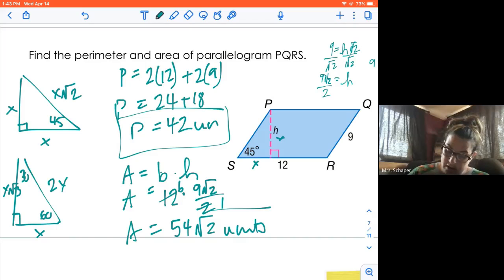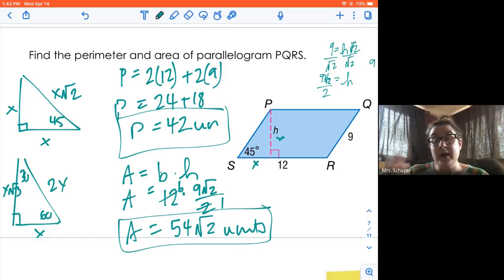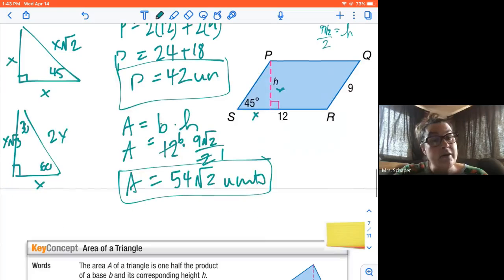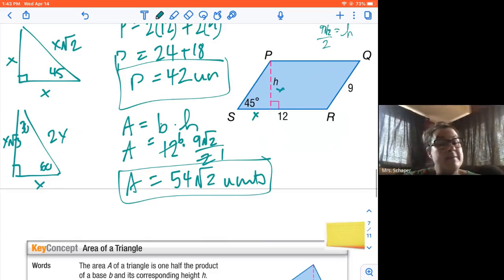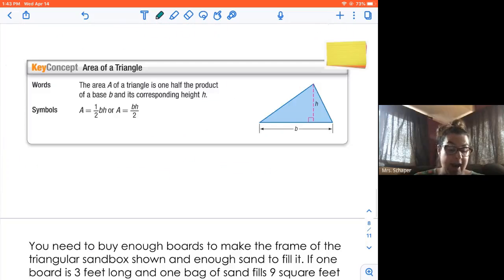So here I had to use trig functions, or my special triangle relationships, to figure out what the height was. And I got the height to be 9 square roots of 2 divided by 2. Okay. Now, area of a triangle. Base times height divided by 2, or 1/2 base times height. Use what works for you.